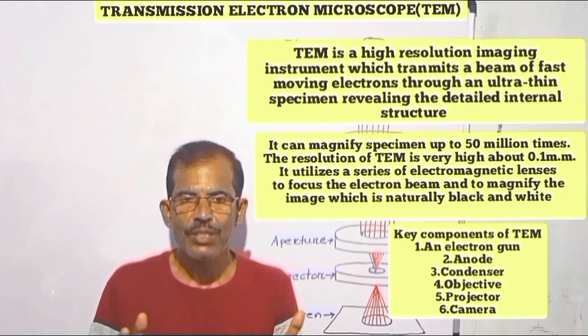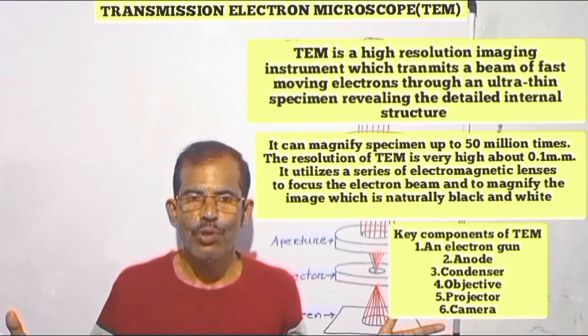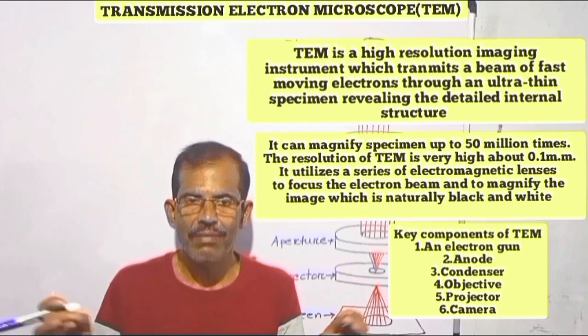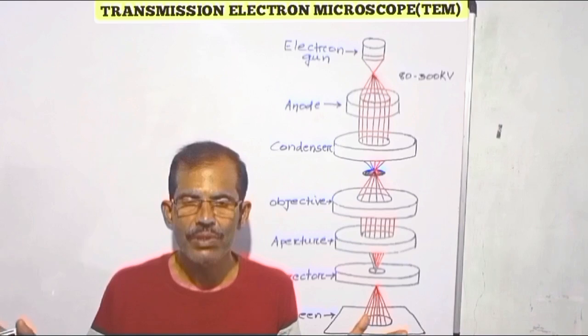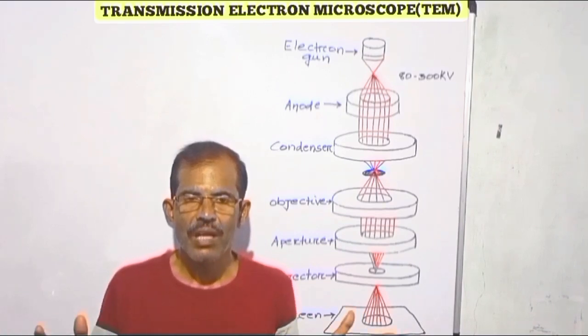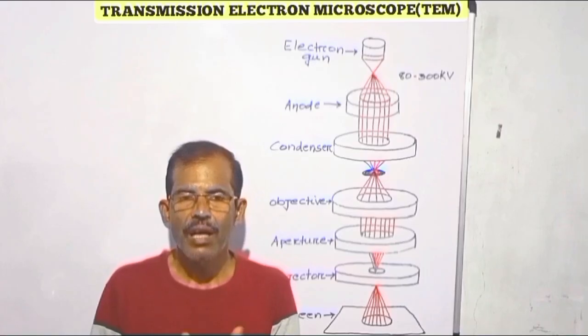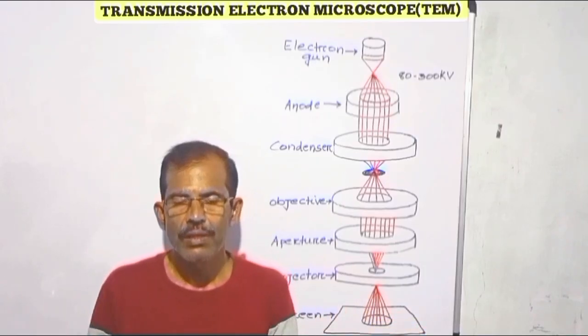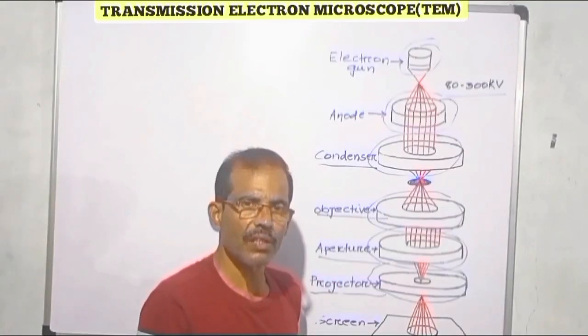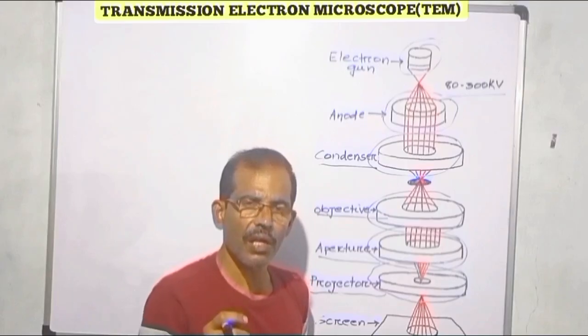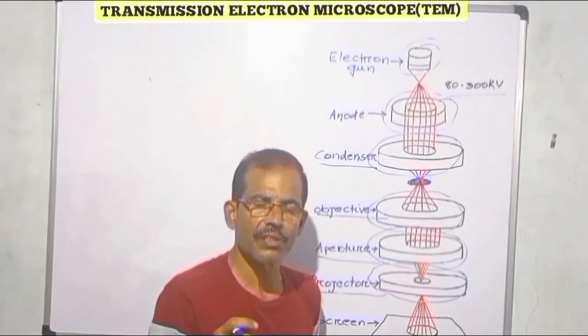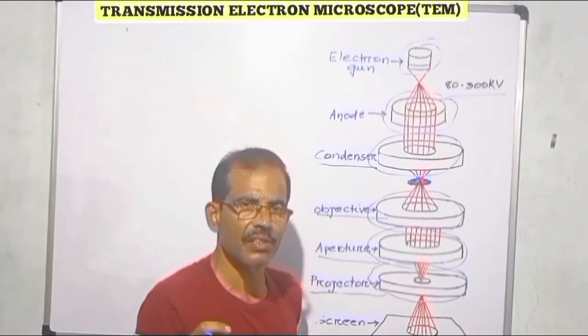The first transmission electron microscope was developed by German physicist Ernst Ruska and electrical engineer Max Knoll in 1931. For this significant work, Ruska was awarded the Nobel Prize in Physics in 1986.